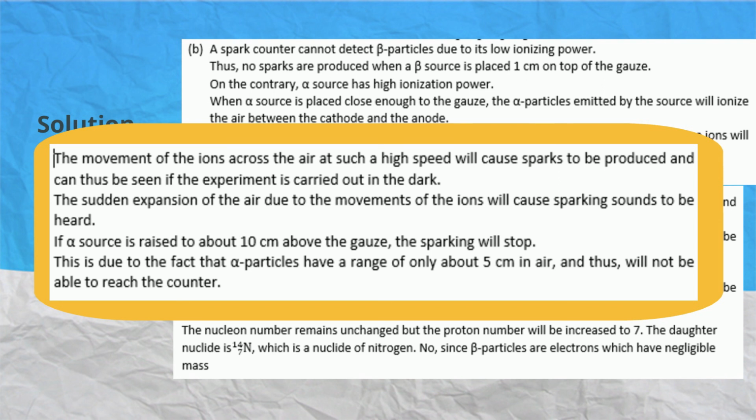If the alpha source is raised to about 10 centimeters above the gauze, the sparkling will stop. This is due to the fact that alpha particles have a range of only about 5 centimeters in the air, and thus will not be able to reach the counter.